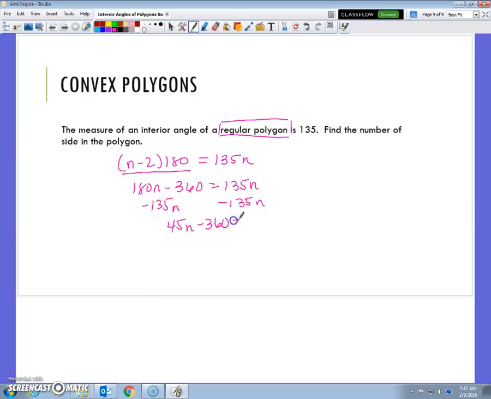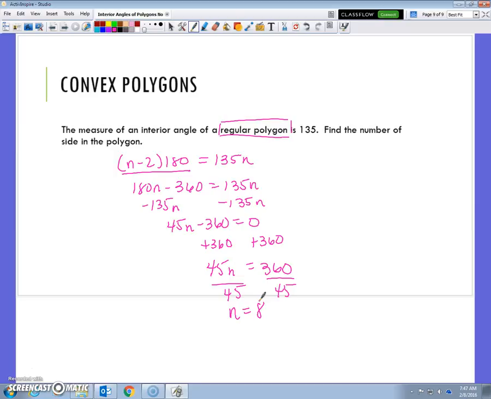Now I could choose to factor, or I continue on with my linear equation and get n all by itself. Just keep it simple today. And so when I divide both sides by 45, that makes n equal 8. So in this case, I must have an octagon. So I have an 8-sided figure.